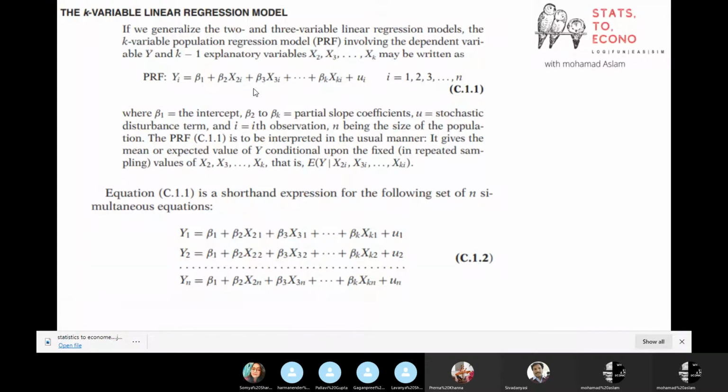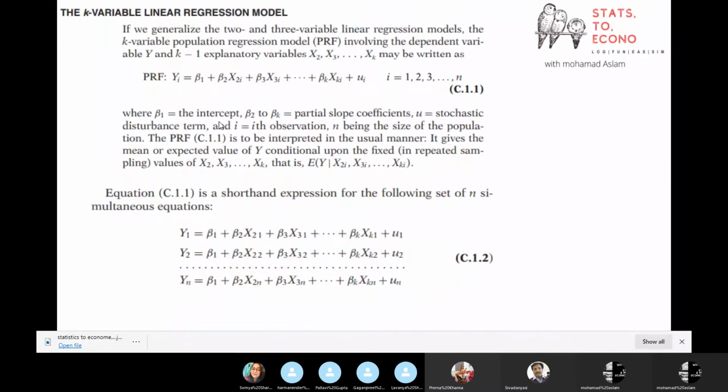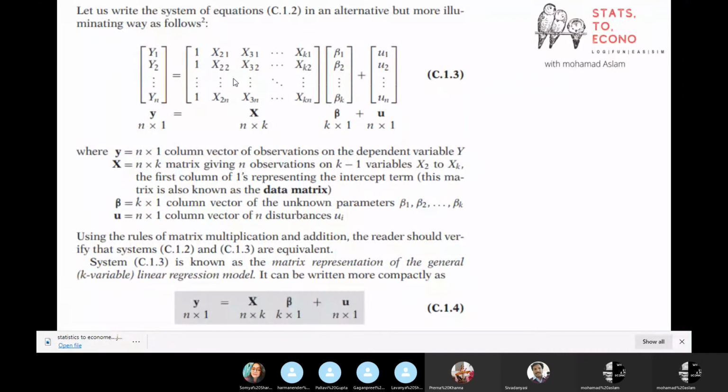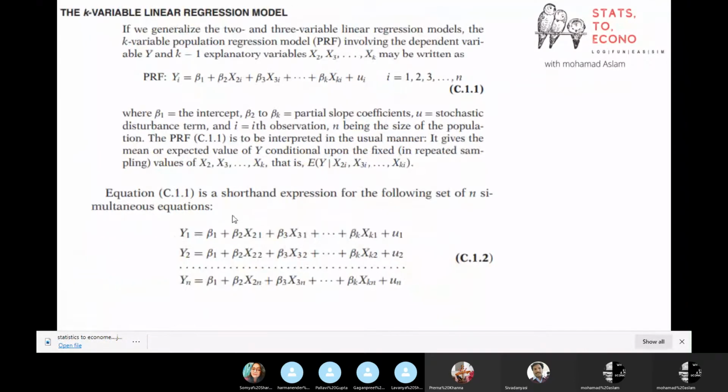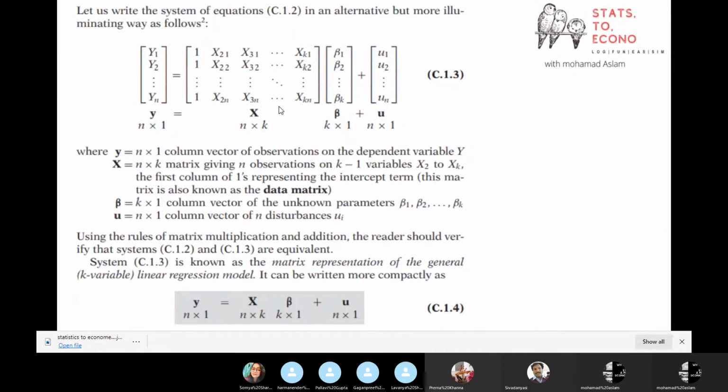First, just try to understand with the population regression functions. That's why there is no hat here, just a notation difference. Let's suppose this is the population regression function. So these equations we can write in matrix form in this particular way. If you multiply this X matrix with this beta matrix, you will get these equations. This is how we can write these equations in matrix form.